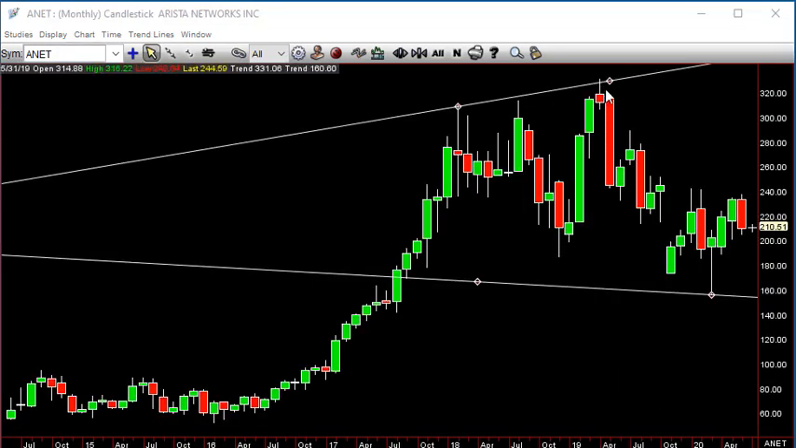ANET, once again, here's what we look for. The down, the inside, the up. The take out one side of the range to the upside, the take out the other side to the downside for the short side, right? And then you'll see it come down in here. Do it again. Up. That's what we look for.